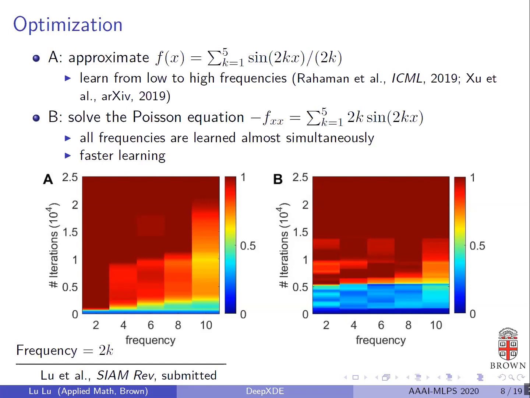So this is our numerical example. We do not have the theoretical theory yet. But for numerical examples, we can see how the training or learning of the network is changed by PINNs.